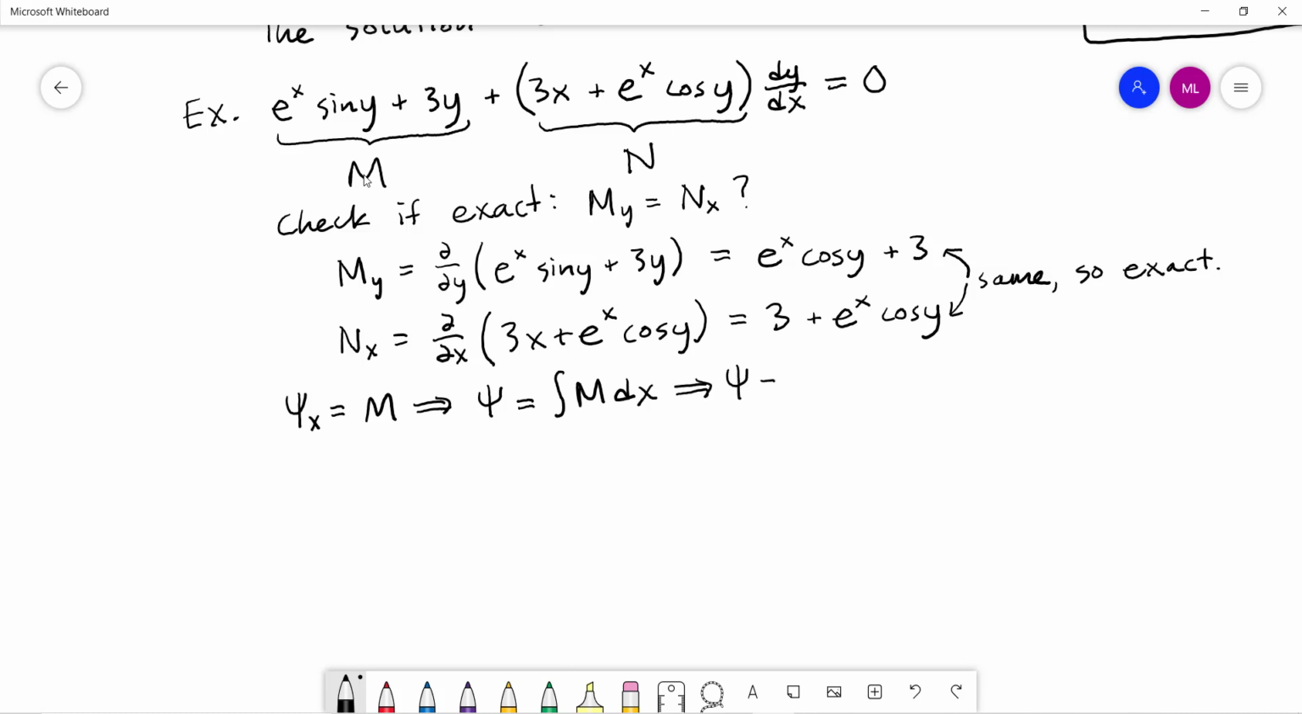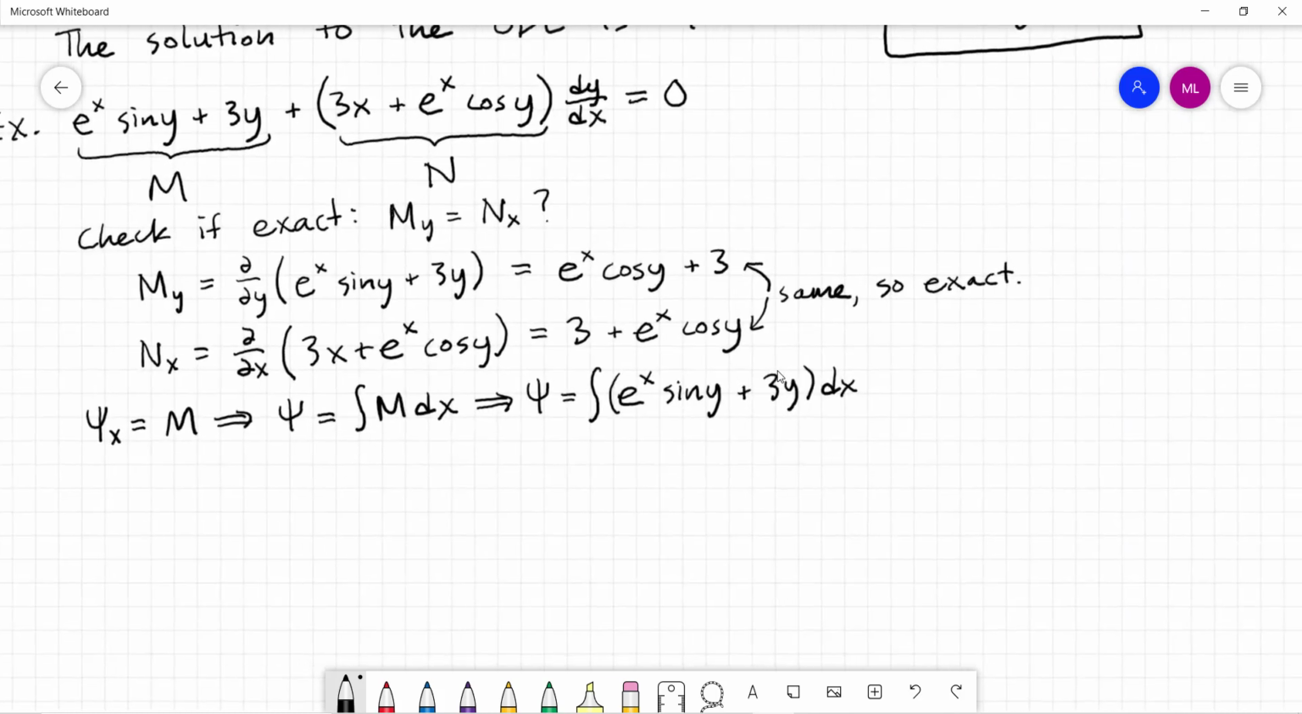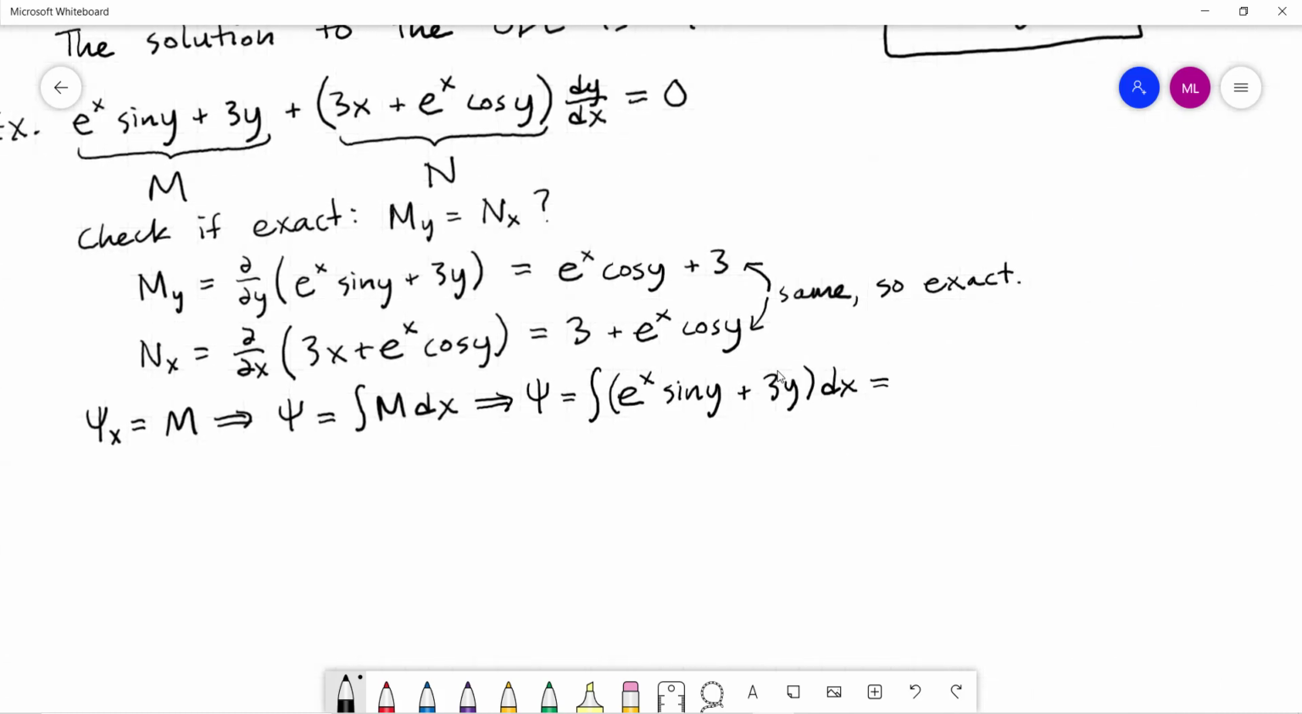So in this case, psi is equal to the integral of this M that we found here. So that's e to the x sine of y plus 3y. And again, we're taking the integral with respect to x. So what do we get out of this? Well, as far as x is concerned, the sine of y is a constant, so I just need to integrate this e to the x term. What's the integral of e to the x? It's just e to the x, so I get e to the x sine y.